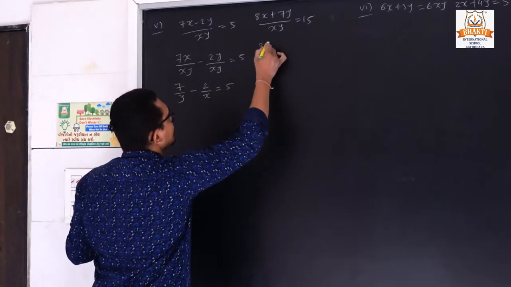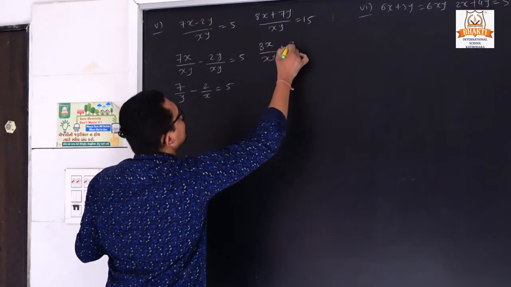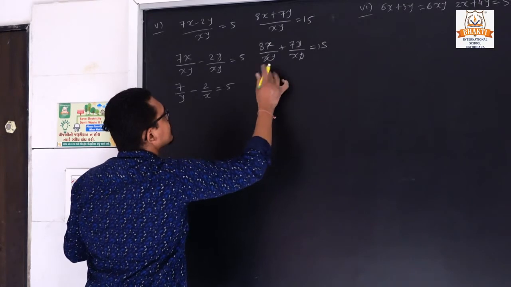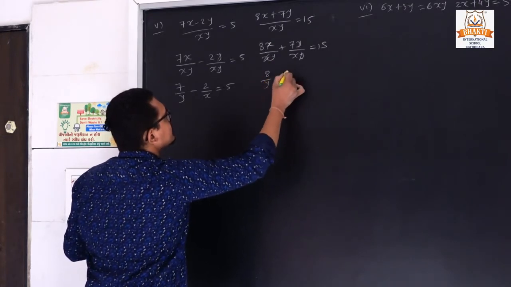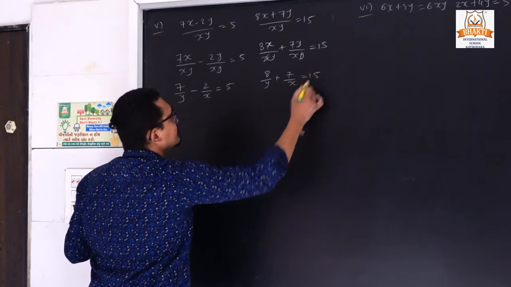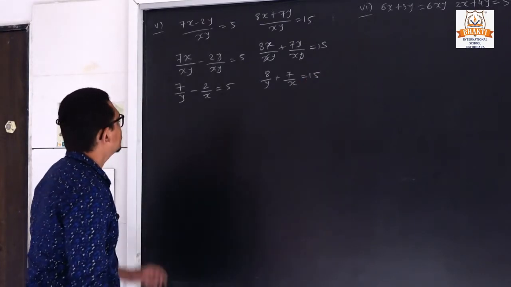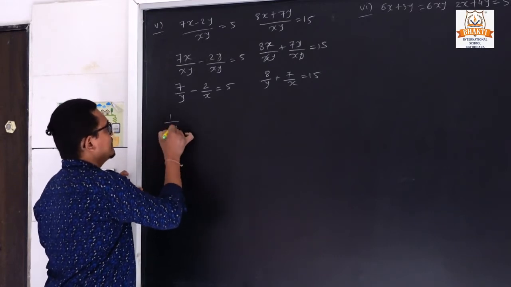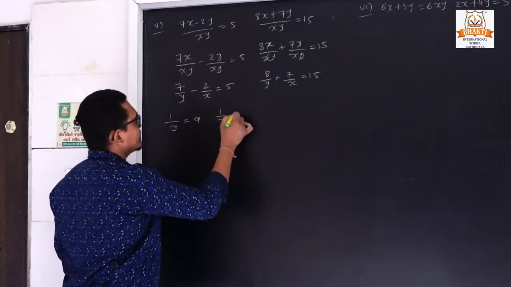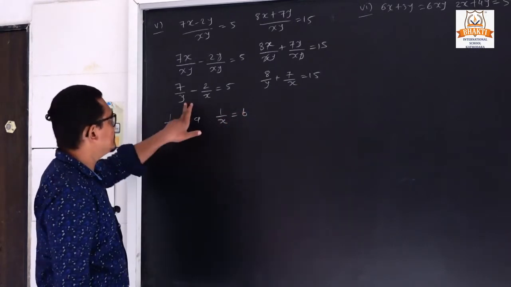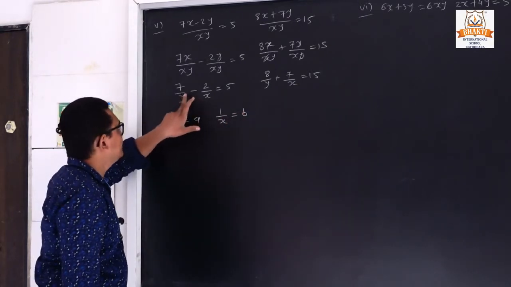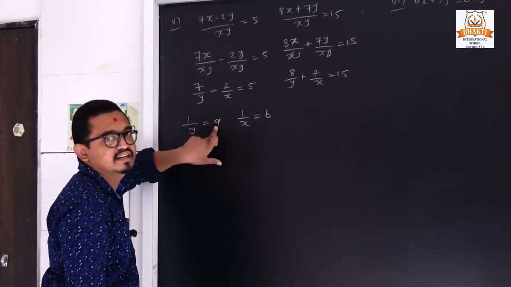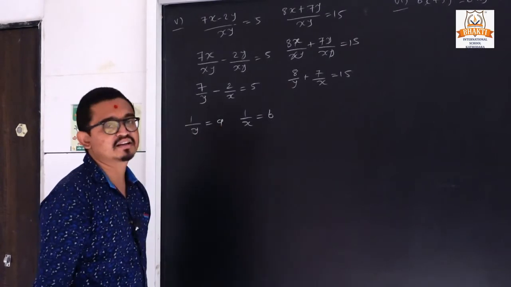Similarly, we can also write 8x upon xy plus 7y upon xy is equal to 15. Y cut, x cut. So 8 upon y plus 7 upon x is equal to 15. So now we can assume 1 upon y is equal to A and 1 upon x is equal to B, because here we have the 7 upon y, so the first term is 1 upon y, so that's why we are assuming here A and here we are assuming B.